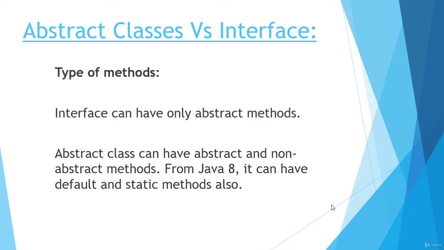So this is one of the biggest differences between the abstract class and interface, that in interface we have only abstract methods, and in abstract classes we have both abstract and non-abstract methods. And in the latest versions like Java 8, we can also have default and static methods. We can also write static methods inside the abstract class.